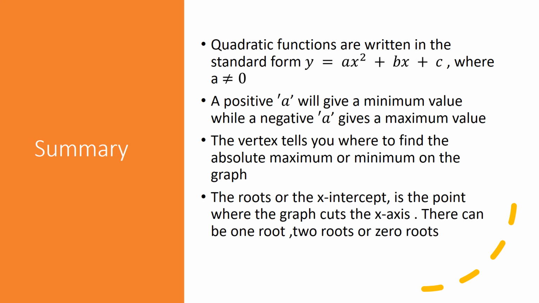So let's summarize. Quadratic functions are written in the standard form y equals ax squared plus bx plus c, where a is not equal to 0. A positive a will give a minimum value, while a negative a gives a maximum value. The vertex tells you where to find the absolute maximum or minimum of the graph. The roots, or the x-intercepts, are the points where the graph cuts the x-axis. There can be one root, two roots, or no roots.